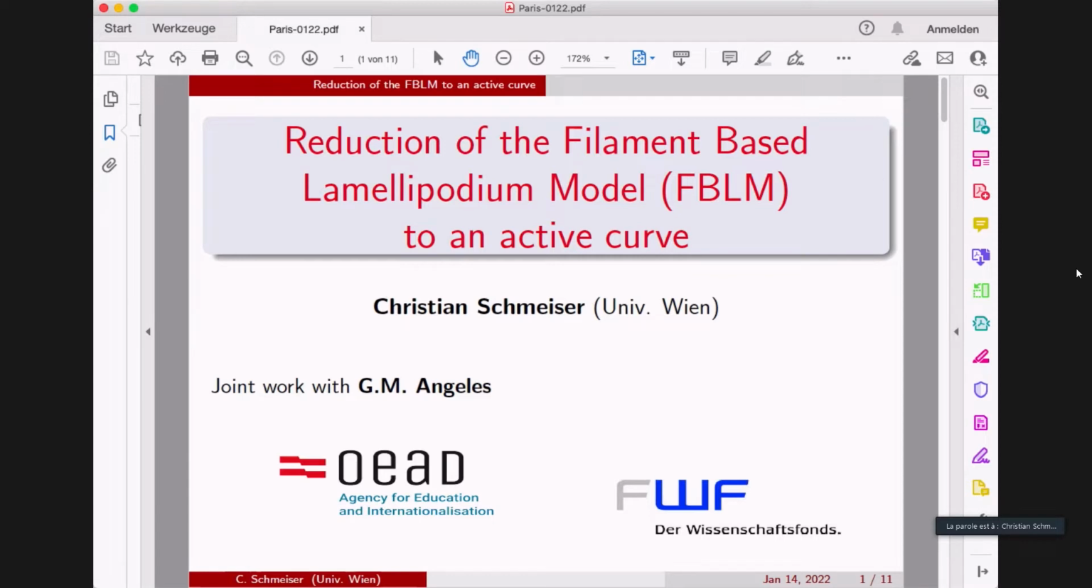Lamellipodium is the title of my talk. The lamellipodium is a motility organelle for crawling cells, and over quite a number of years now, we, a group here in Vienna, have worked on modeling this organelle. A certain model, or rather a modeling approach than one particular model, has developed, and we call it the filament based lamellipodium model.